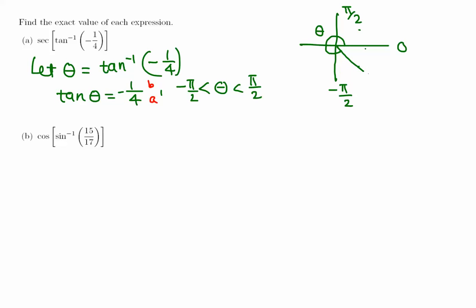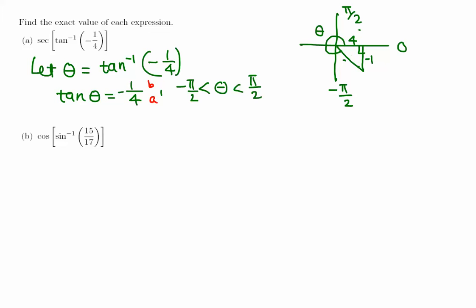Draw a right triangle, always with the right angle on the x-axis. This is adjacent, and this is opposite, negative 1 over 4. The negative can be regarded for the top or the bottom. So this is below the x-axis, so this is negative 1 over 4, tangent theta, opposite over adjacent. The adjacent is positive, so it can't be negative 4.